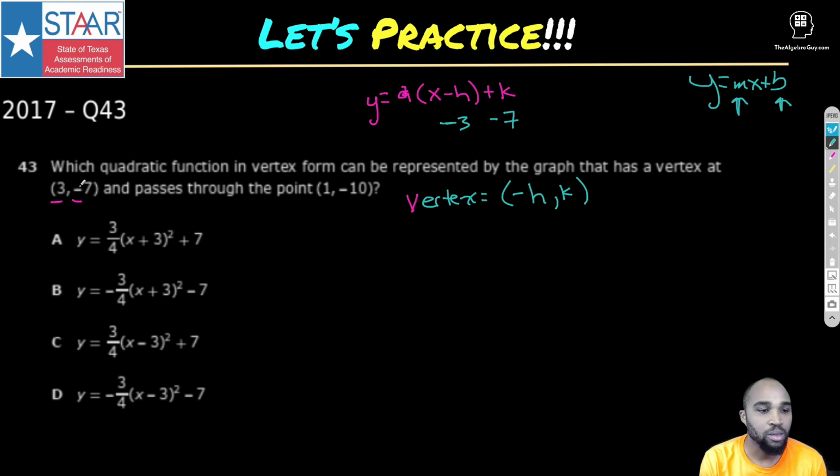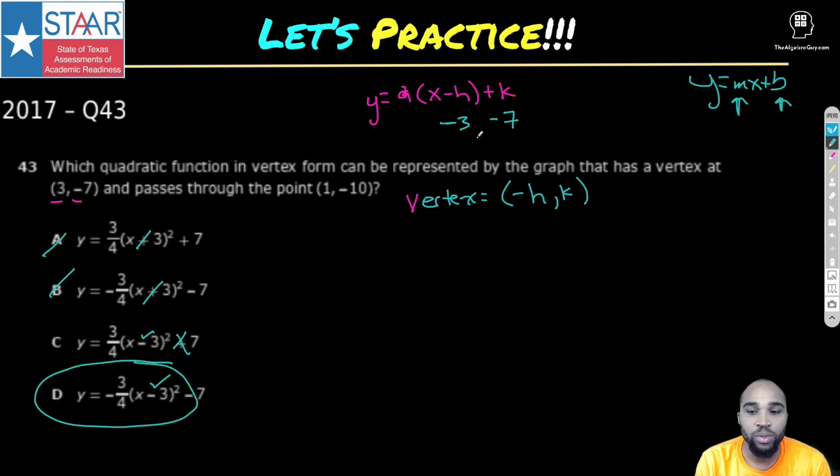So the sign's not going to change. I'm looking for one that has a minus 3. That doesn't, this does, and this does. And I'm looking for one that has a negative 7. And so these can't be it, and this one can't be it. So I already know it's going to be this one, just from understanding what the vertex rule says. So I can quickly identify where the vertex is.